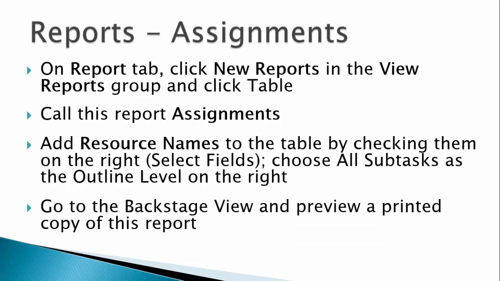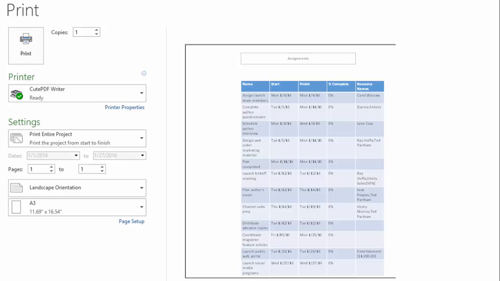We might want to see what the assignments are, and we can generate a report to show them. This might be something we print or email to team members to show them their agreed upon assignments. If you choose A3 format and use page setup to fit to a single page, you should be able to get this report on a single page of a PDF. Here's what the preview of the assignments report looks like.